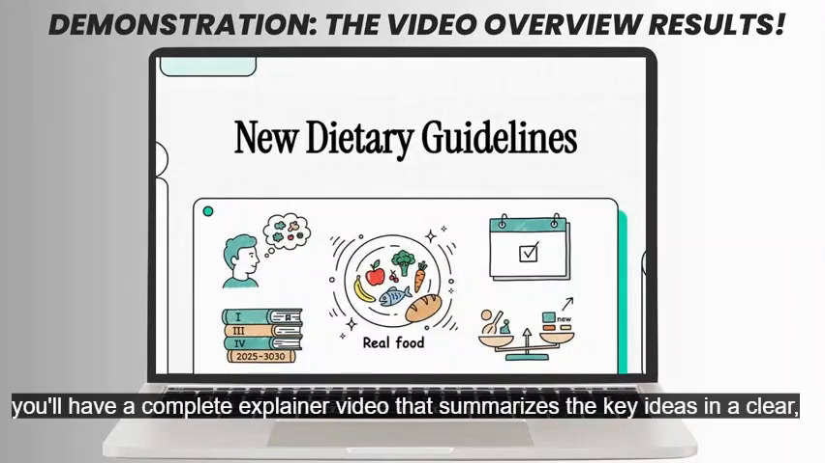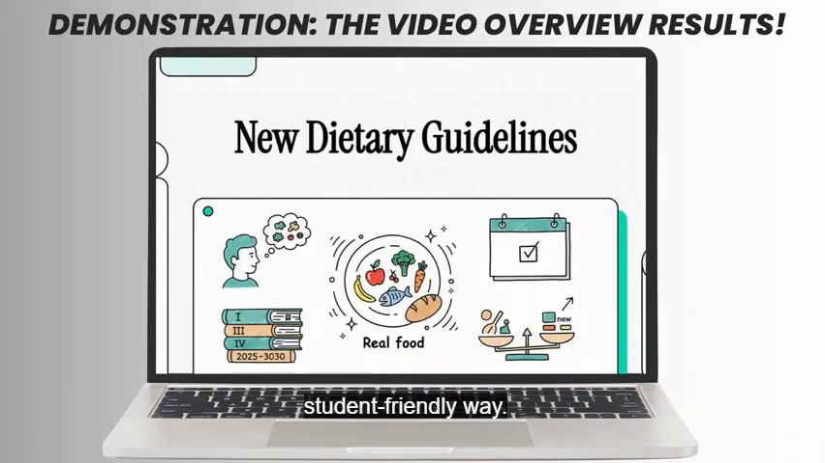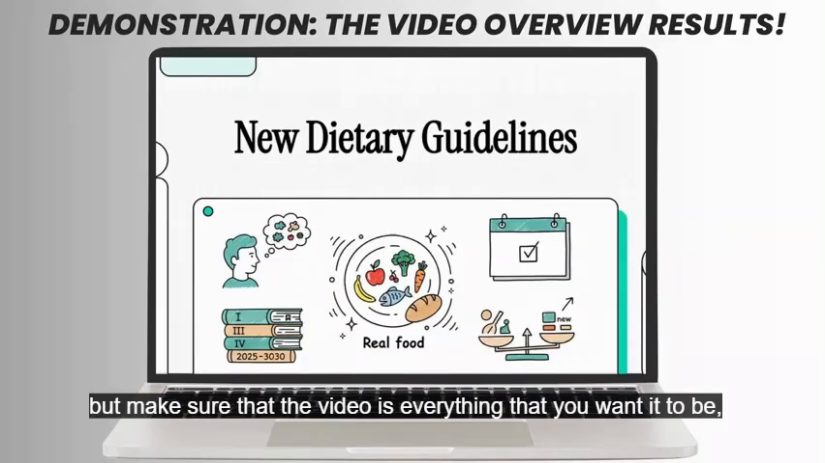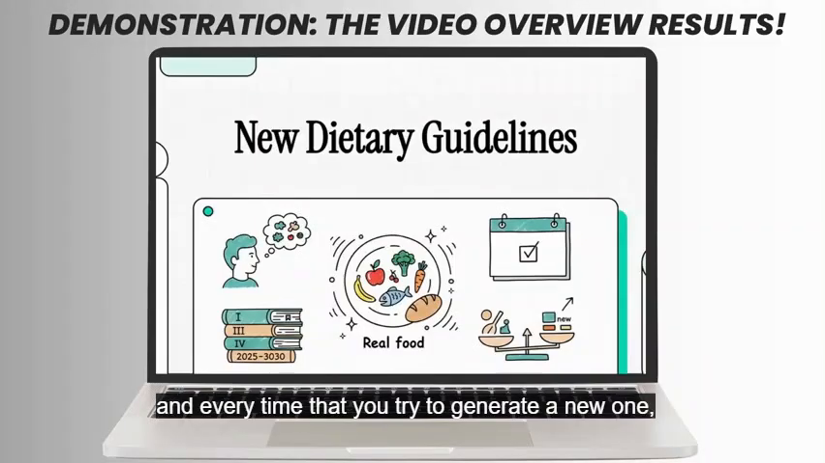Once it's finished, you'll have a complete explainer video that summarizes the key ideas in a clear, student-friendly way. Now don't forget to check the content. Remember, it's just pulling from those sources, but make sure that the video is everything that you want it to be. And every time that you try to generate a new one, it will create a new video, even if you're using the same sources. So if you don't like this video, you can give it feedback and it can create a different one.